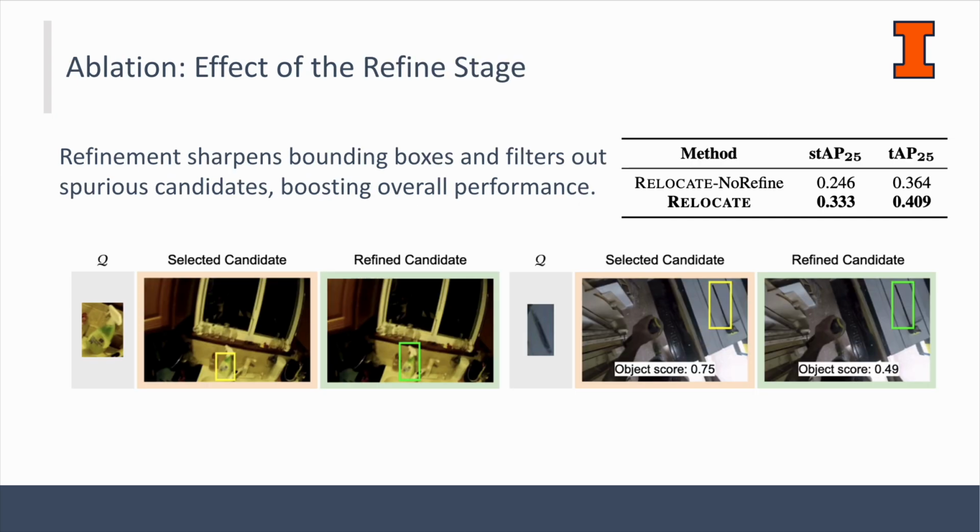Next, we take a quick look at the ablation experiments. The table shows the impact of the refinement stage. Removing it from the pipeline causes spatiotemporal average precision to drop from 0.333 to 0.246, highlighting its importance. Essentially, by taking a closer look at the selected candidates, the refine step helps produce more precise bounding boxes and filters out false positives from the initial search results.